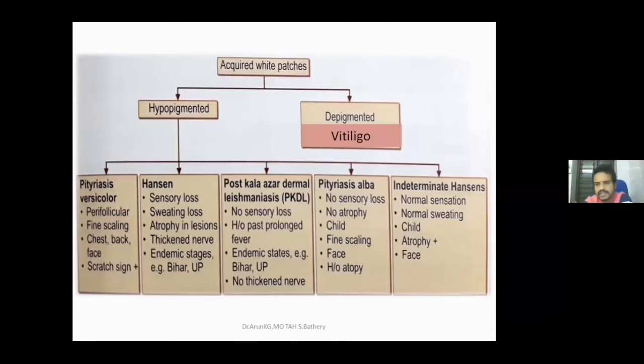Hyperpigmented, as we already mentioned: indeterminate Hansen's is there, pityriasis alba is there, pityriasis versicolor is there. Then Hansen's disease will be there. Then we have to check for the presence of thickened nerve. We have to inspect behind the ear and all, whether any thickened nerve is there. Then post kala-azar dermal leishmaniasis chances are also there. These are not that much present in Kerala.